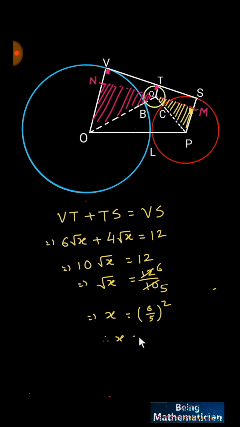Therefore x is 36 by 25 and it is approximately 1.44. So we got the radius of the yellow circle, that means the smallest circle in the figure, and that is 1.44 centimeter.